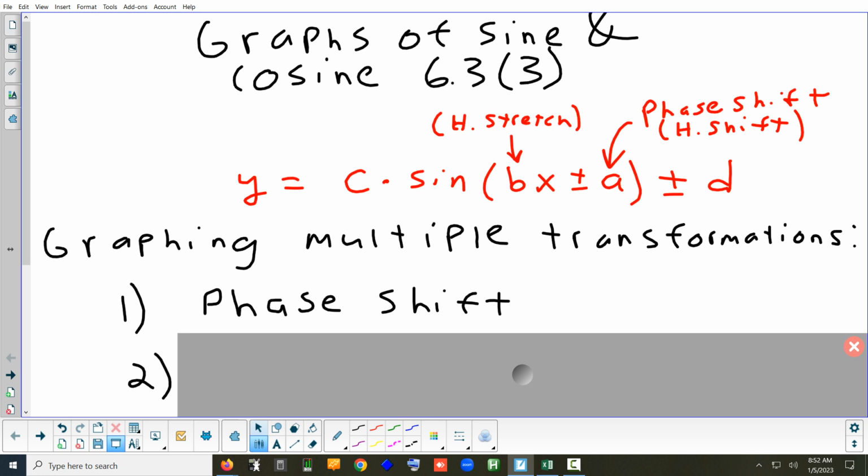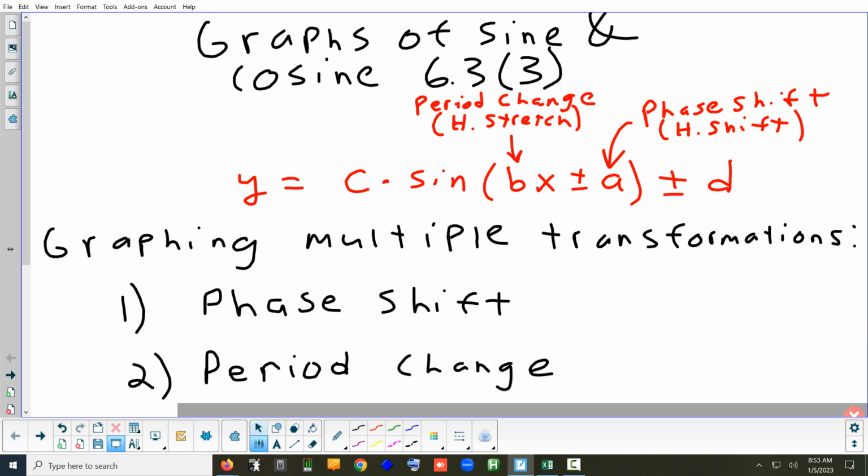And does anybody remember what we called that one? Amplitude is something different. Horizontal stretch or compression changes the frequency, which we call the period. So this is a period change. And that's the second thing that you always do if you have multiple in the same problem.